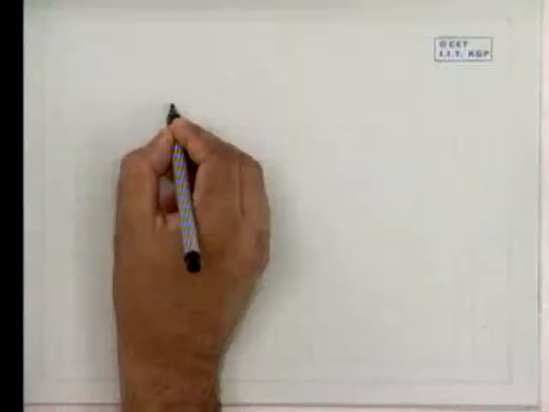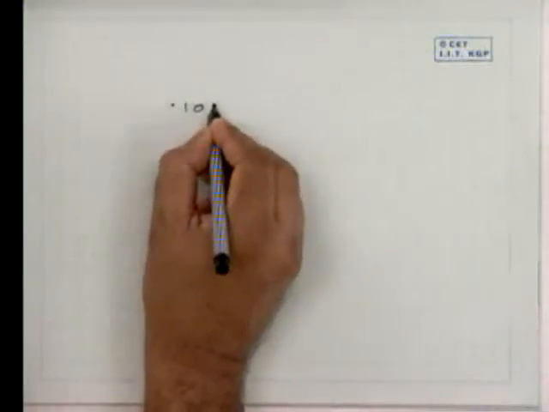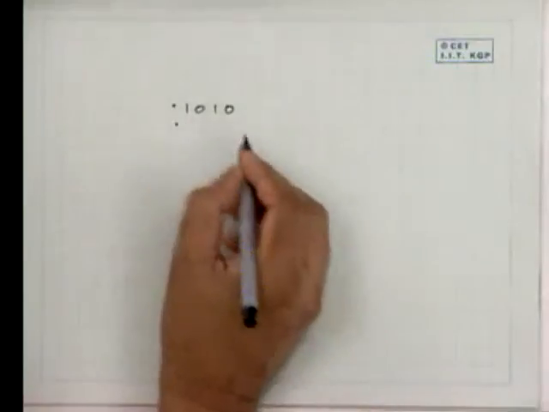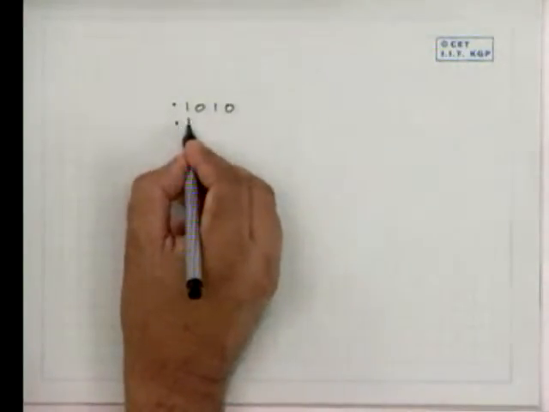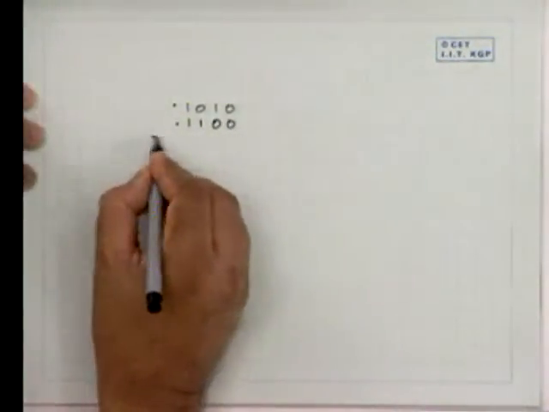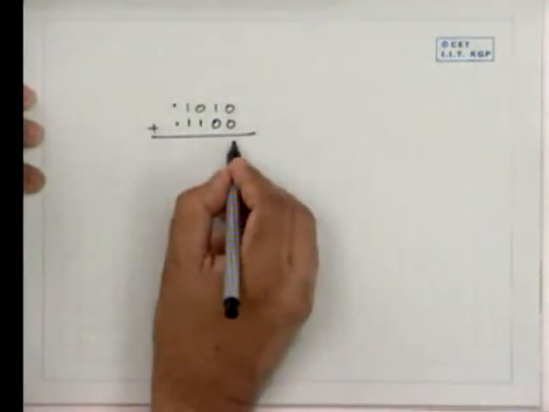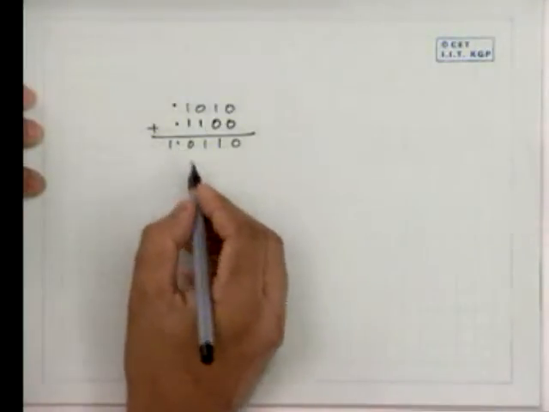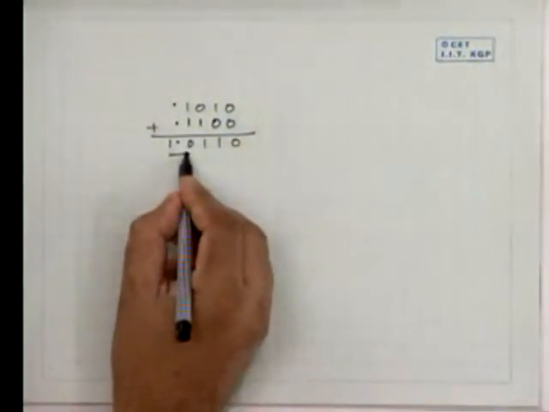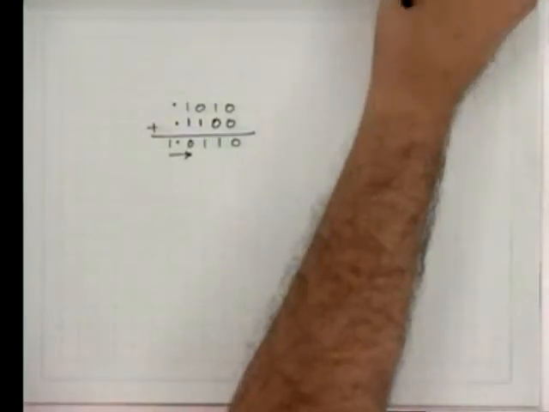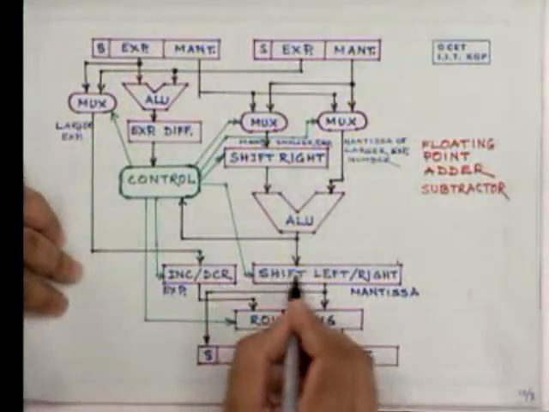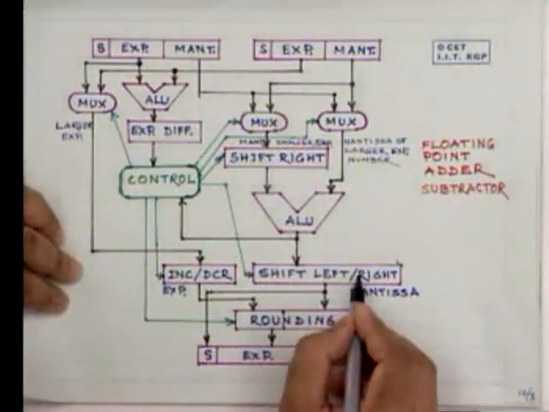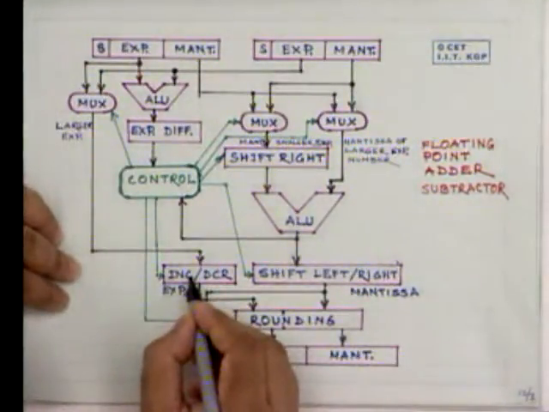Say we have a number, as I said, say 0.1010, and another number say 0.1100. In that case, if we add, then we have 0, 1, 1, 0, and 1 comes here, and we'll have to shift right to get this number in the normalized form, and that is what this circuit does. That means it shifts to the right and increments the exponent.